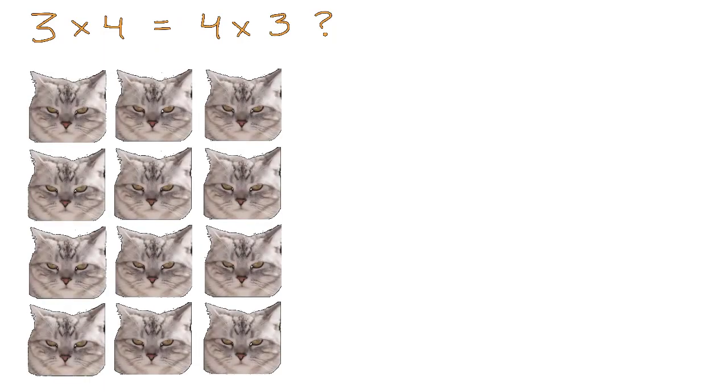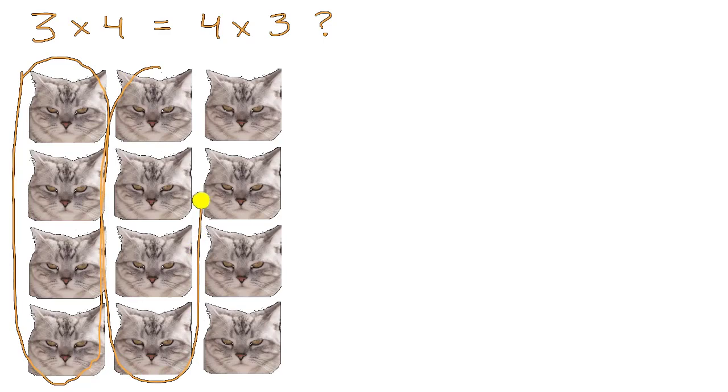So we clearly see some angry cats here. Meow. Yes, they are angry. We could view this as 3 groups of 4. So this is one group right over here of angry cats, 4 angry cats. This is 2 groups of 4 angry cats. And this is 3 groups of 4 angry cats.